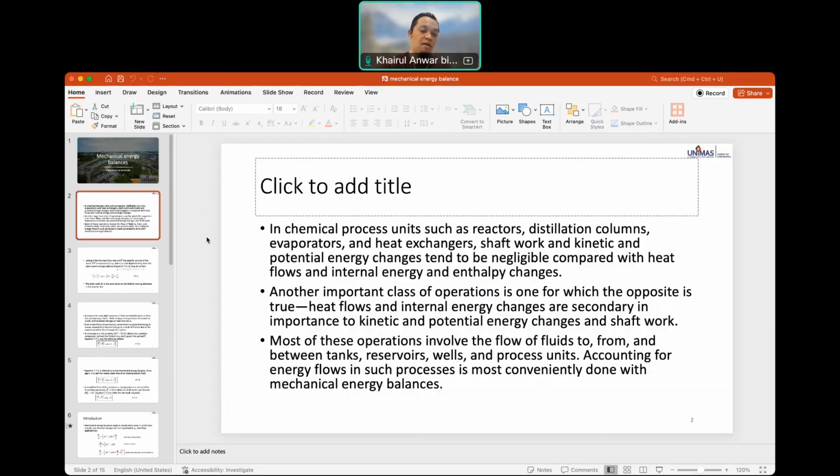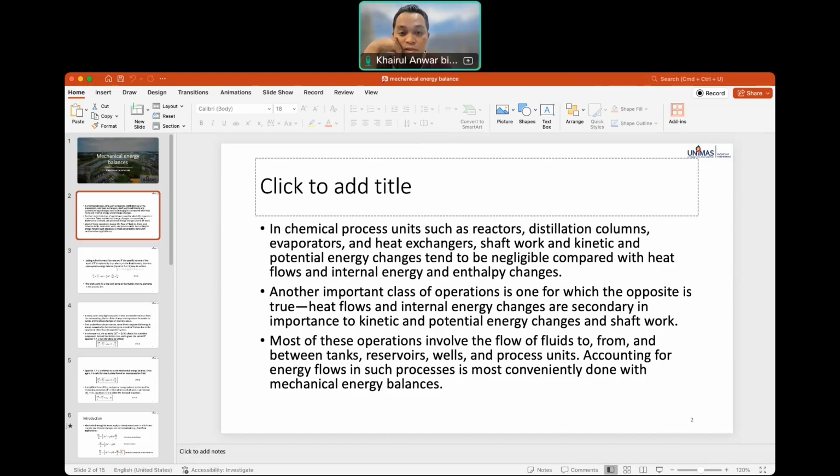So in chemical process unit, this is based on two books. I'm using Elementary Principles of Chemical Processes and Basic Principles of Chemical Engineering. The book is available in e-lite. For Elementary Chemical Engineering, we refer to page 375.